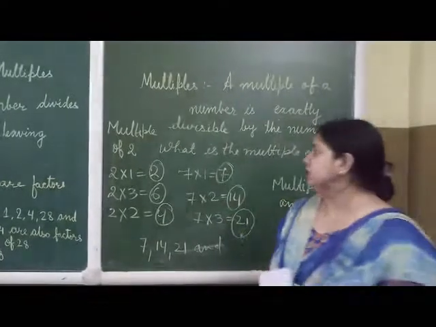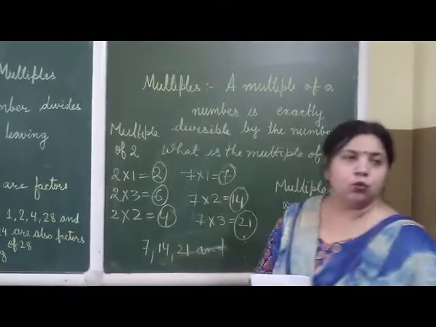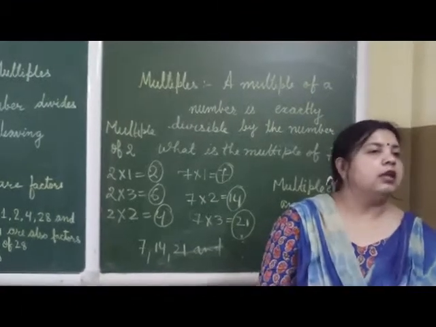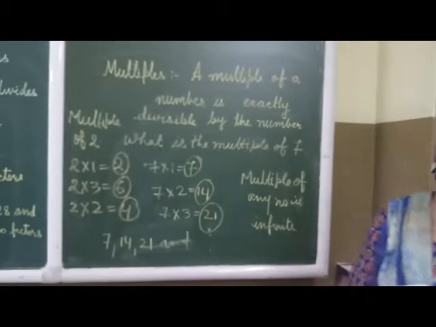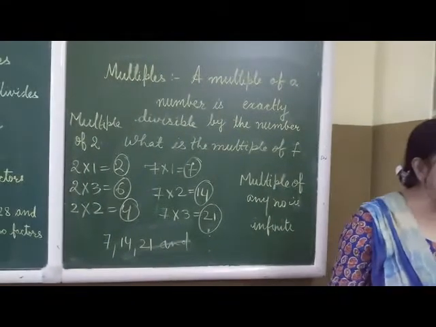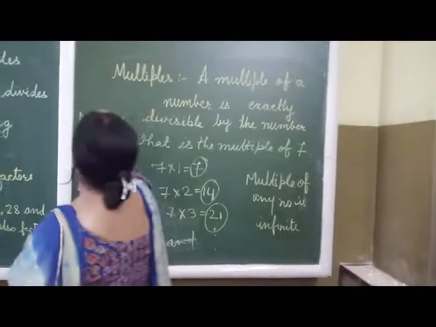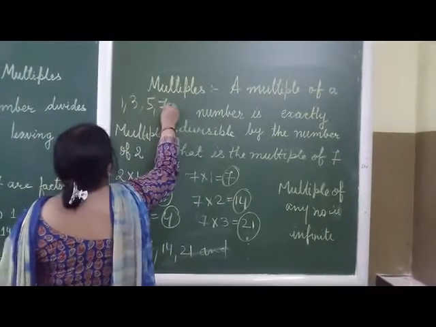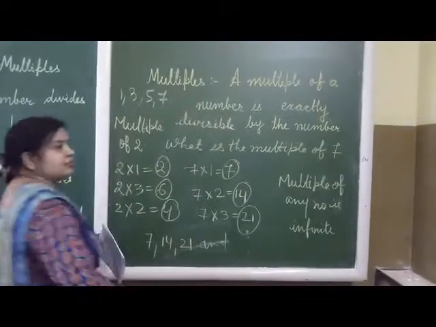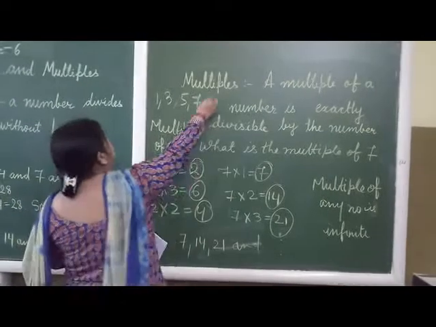So students, those numbers which are multiples of 2 are called even numbers. And what about those numbers which are not multiples of 2? These are called odd numbers. And 1, 3, 5, 7, these are not multiples of 2, so these are called odd numbers.